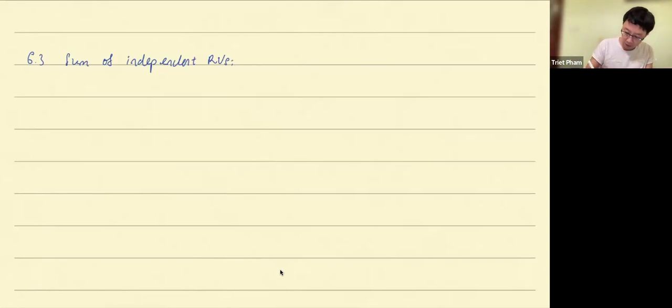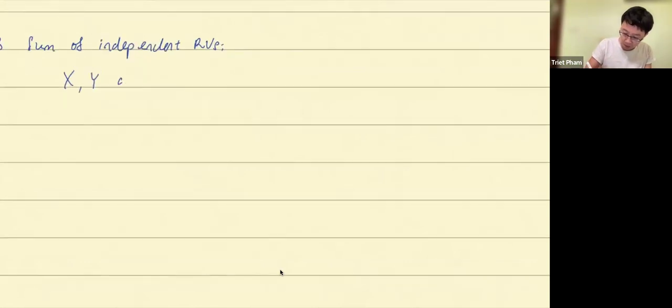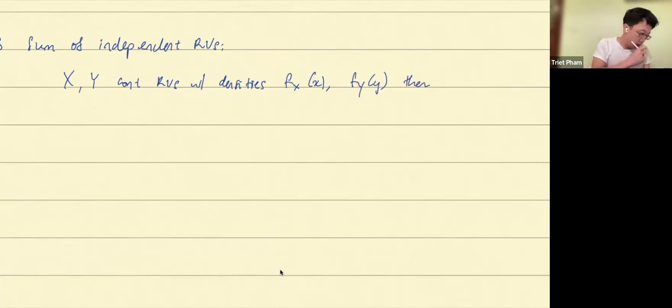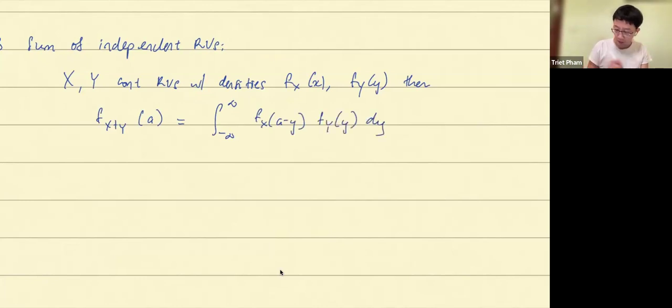But basically, if you have X and Y as two continuous random variables with densities f sub X and f sub Y, then the density of the sum will be the convolution of the densities of the individual terms. Okay.